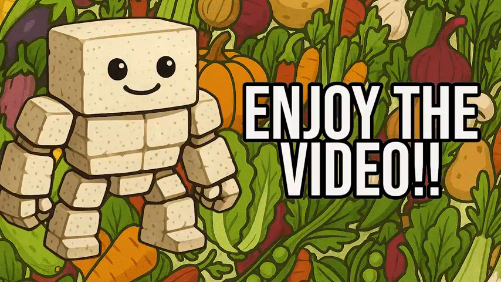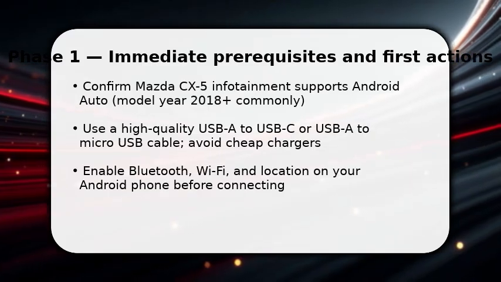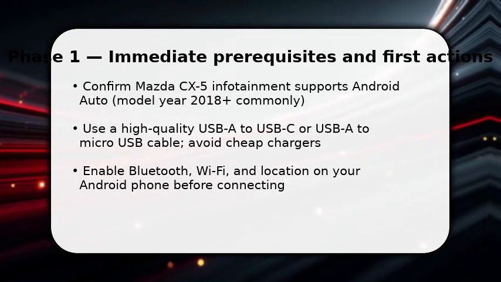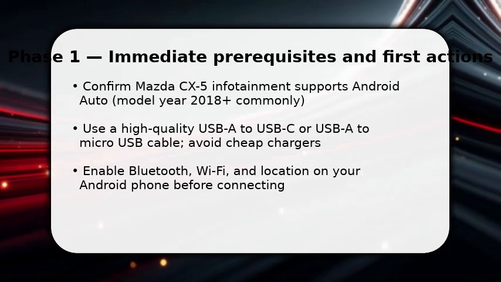Please enjoy the video. You start by prepping both devices. This saves time and prevents errors. Plug a known good USB cable into the Mazda's USB port labeled with phone icon. This initializes the wired Android Auto handshake.